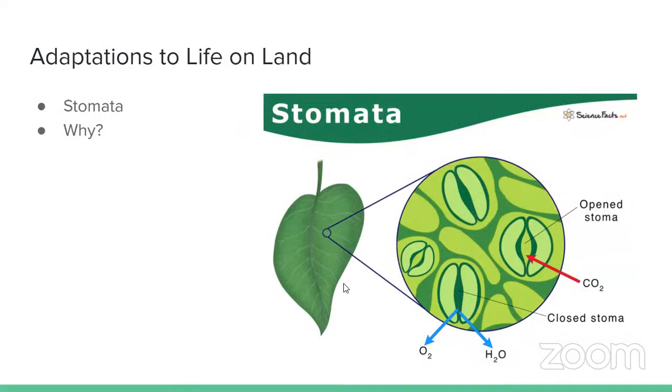So, looking at some adaptations to life on land, we see some features of plants that help largely with dehydration. One of the things we're going to look at are these structures called stomata. That's the plural of the word stoma, so on this picture. What do we see happening through these stomata on this example?